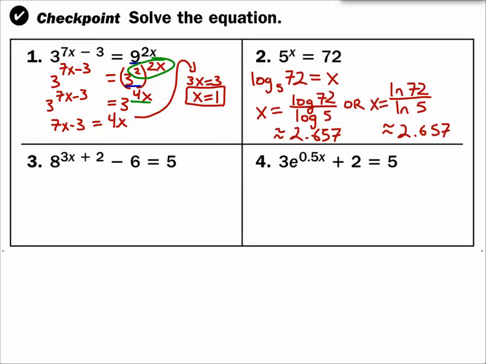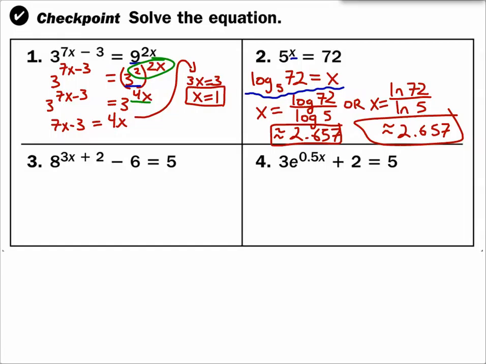Hey, welcome. Here we are. The answer is 2.657-ish, and that depends on whether you use a common log or natural log, but either way you get the same answer. The trick is noticing the thing you want, the x, is in the exponent, so you've got to flip it around and turn it into log form.